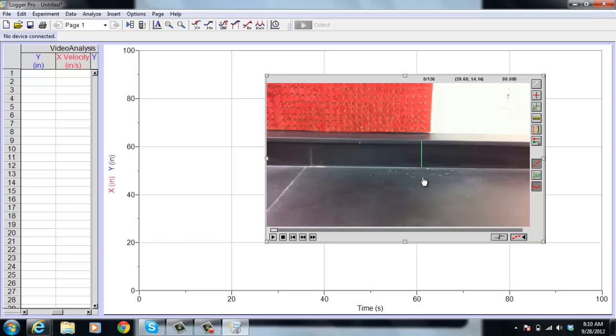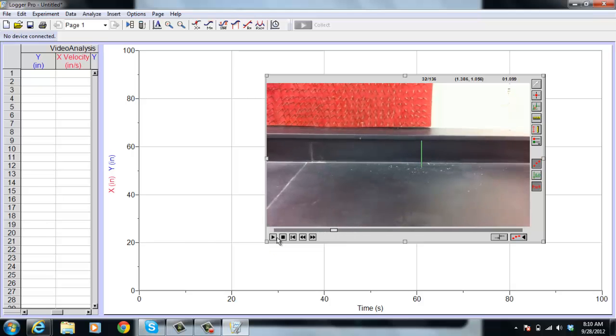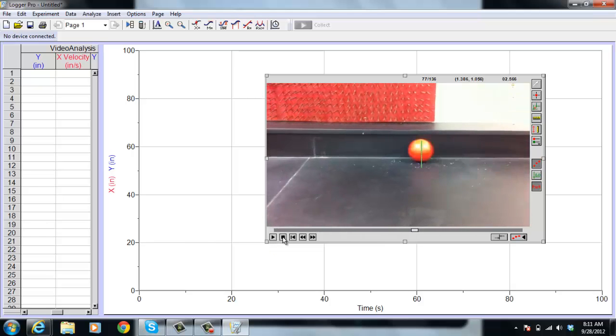Alright, next thing we need to do is we need to get this ball in the movie so we can start to analyze it. So I'm going to hit play here. There comes the ball. So I'm going to stop it.